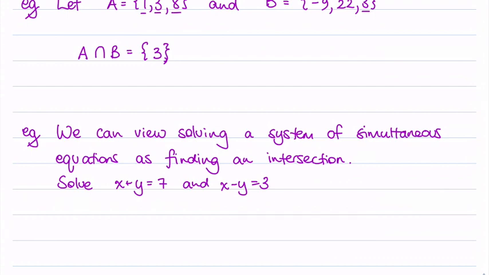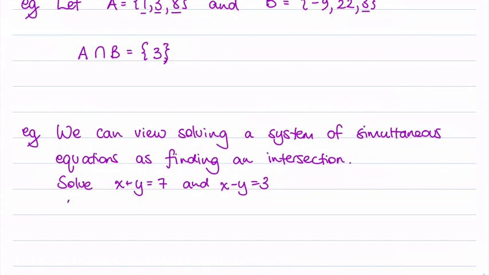We've obviously spent some time in our past mathematical history solving systems of linear equations, and we can actually think about solving a system of equations as finding an intersection. For example, solve x plus y equals 7 and x minus y equals 3. Well, we can write this as a set intersection.